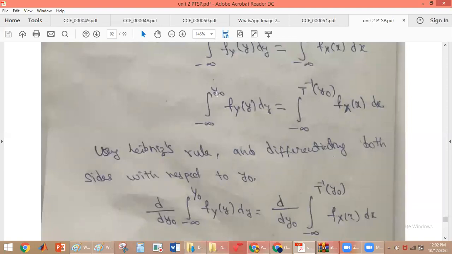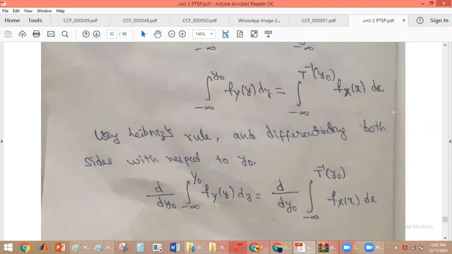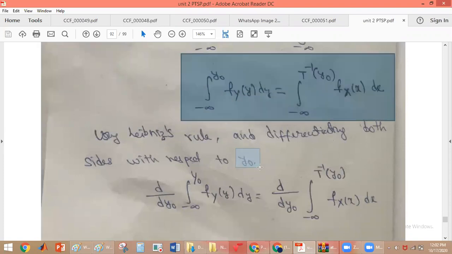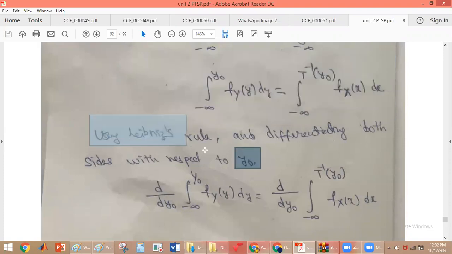Integral from minus infinity to y naught of fy of y dy is equal to integral from minus infinity to T inverse y naught of fx of x dx, we get. What we do here is differentiate this equation with respect to y naught, and we'll be applying the Leibniz rule.